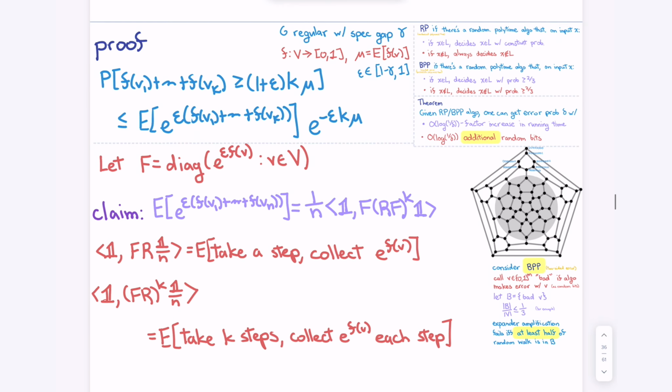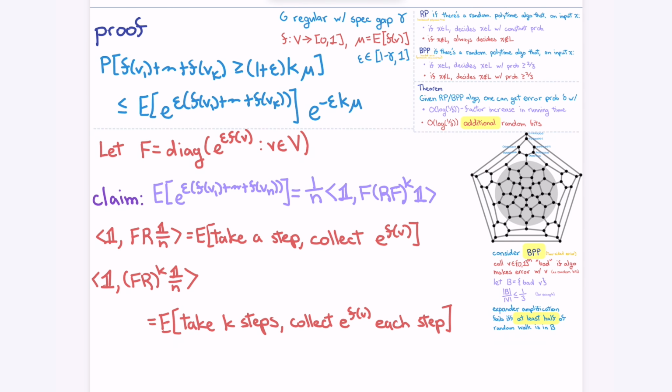Okay. So yeah, they have to stare a little bit, but all ones times fr once again is going to get you the expected value of taking a step and collecting the prize exponentiated. It should be e to the epsilon fe, and fr to the k will be like taking k steps and collecting really epsilon times fv at every step. All right. So now we're left with just trying to figure this thing out. But now we can do our usual eigenvalue games.